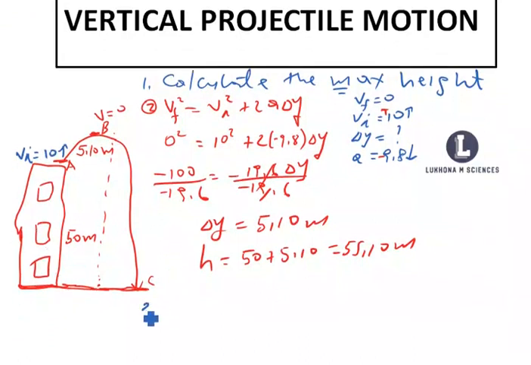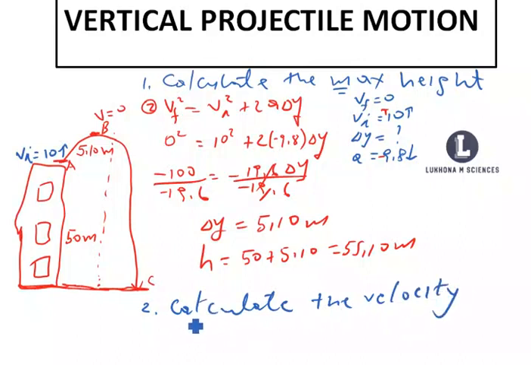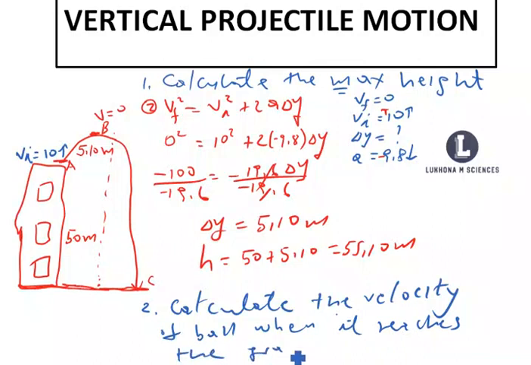Okay, then another question that can be asked, number 2: calculate the velocity of the ball when it reaches the ground. So we are looking for the velocity at C. This is very easy.